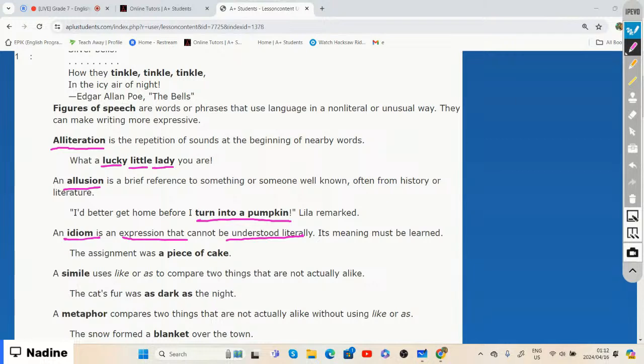All right. So once again, an idiom is an expression that we cannot use literally. You need to learn the meaning. You cannot directly translate what that specific idiom means. And we made an example of a piece of cake, right? The assignment was a piece of cake. It's like saying this assignment was easy. You can't say the assignment was a slice of cake, right? It's nothing to do with cake, nothing to do with piece of cake. It just means that the assignment was easy.